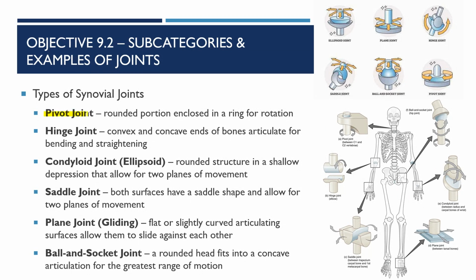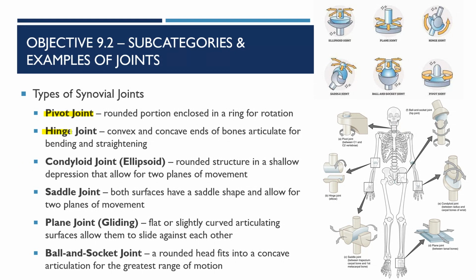So a pivot joint is one where you have a raised structure, and you're able to move around. This would be like your ability to nod your head side to side, like to say no with your head and to look side to side. You have your atlas and your axis, which are your C1 and your C2 vertebrae. That axis has this little notch that the atlas can rotate around, and that is what we call a pivot joint.